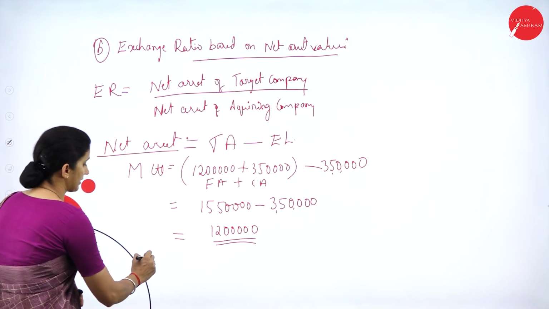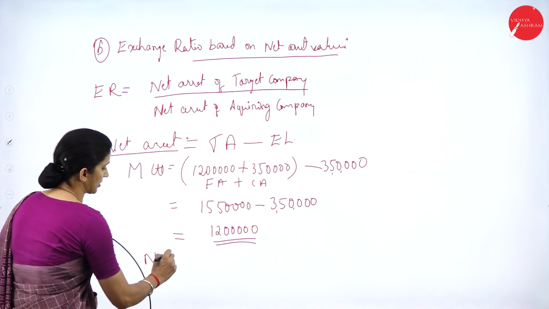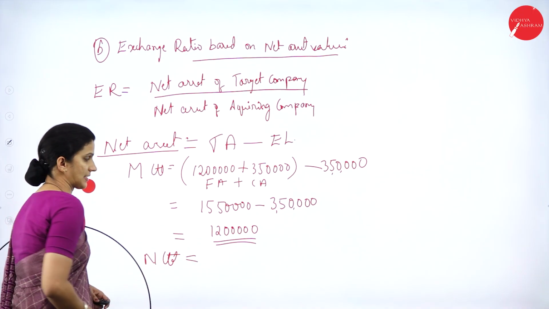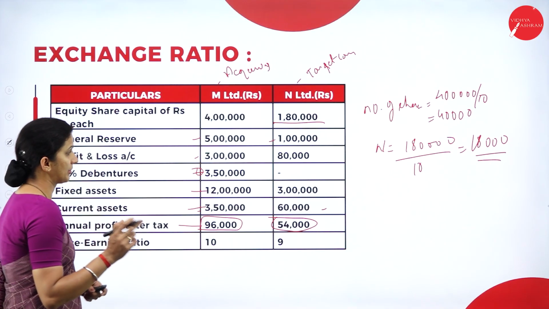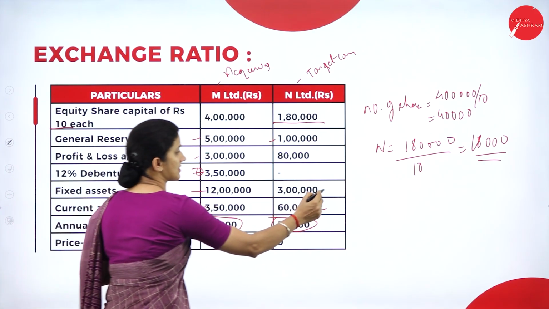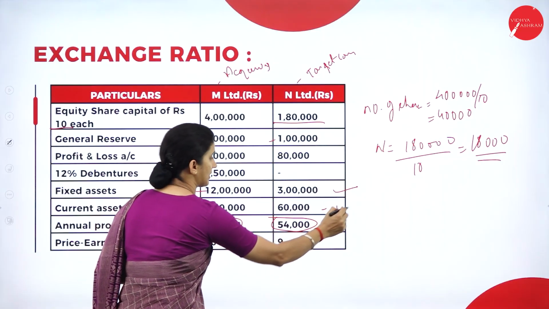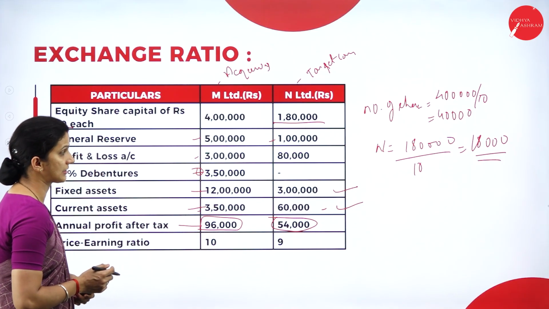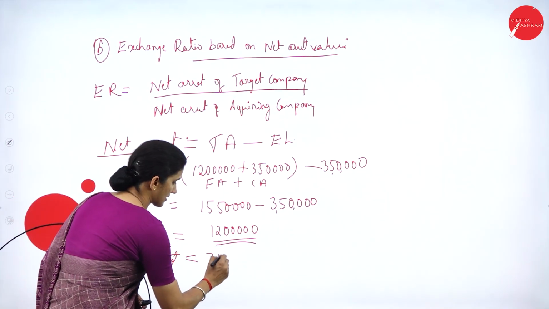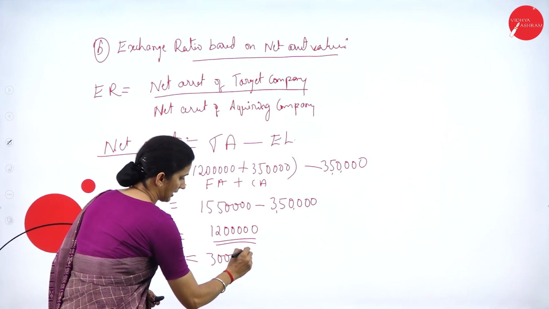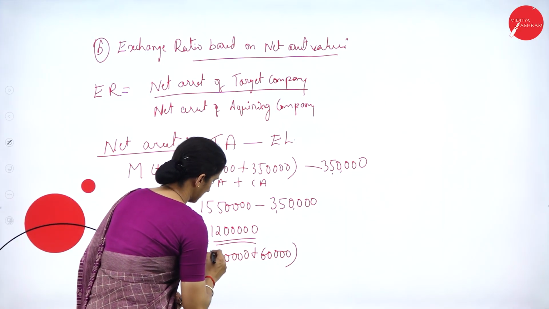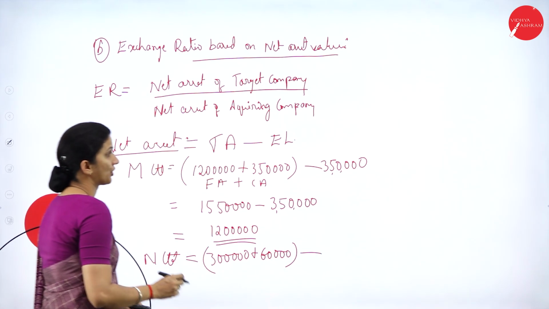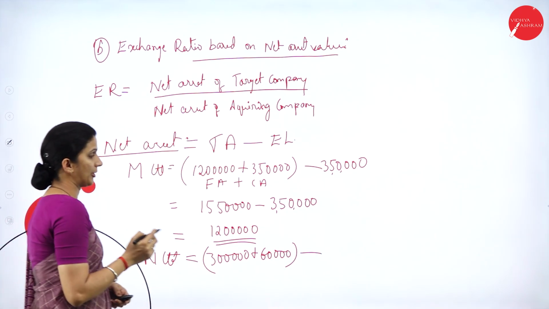Now we'll calculate the net asset of N Limited. Your total asset of N Limited: fixed asset is 3 lakh and the current asset is 60,000. So total asset is fixed asset 3 lakh plus current asset 60,000, minus your total external liability.